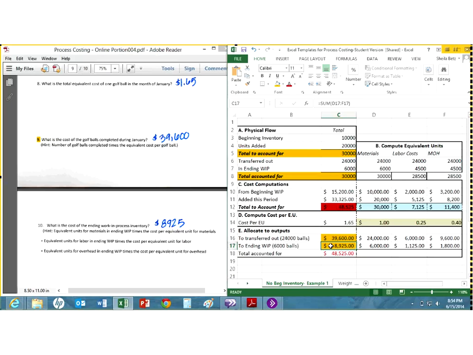Process costing is not easy. Use the templates. I have uploaded the completed templates for these two problems as well. If you want to study them, which I highly recommend doing, print off the blank templates when you're working on your homework. And of course, please feel free to come see me if you have any questions.